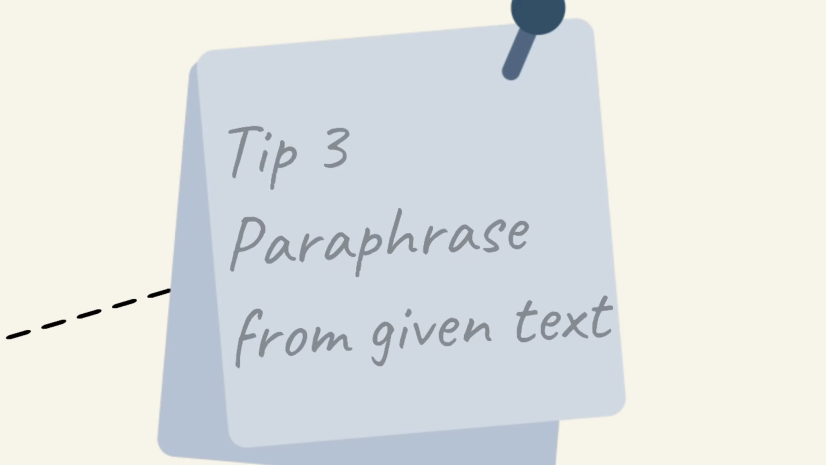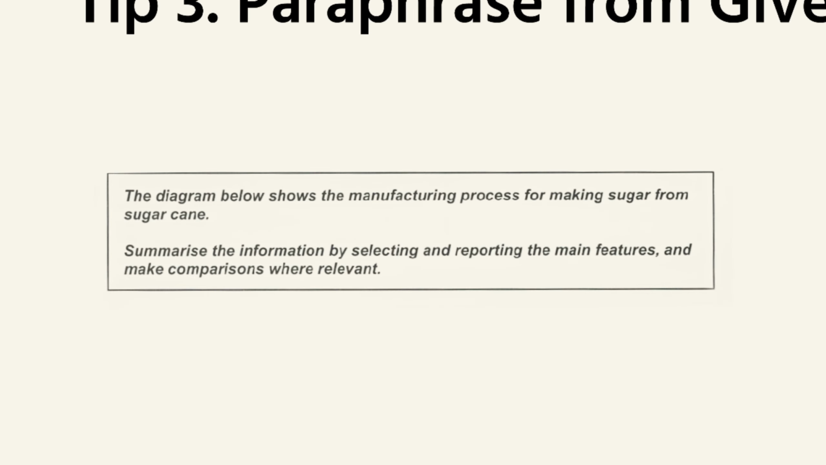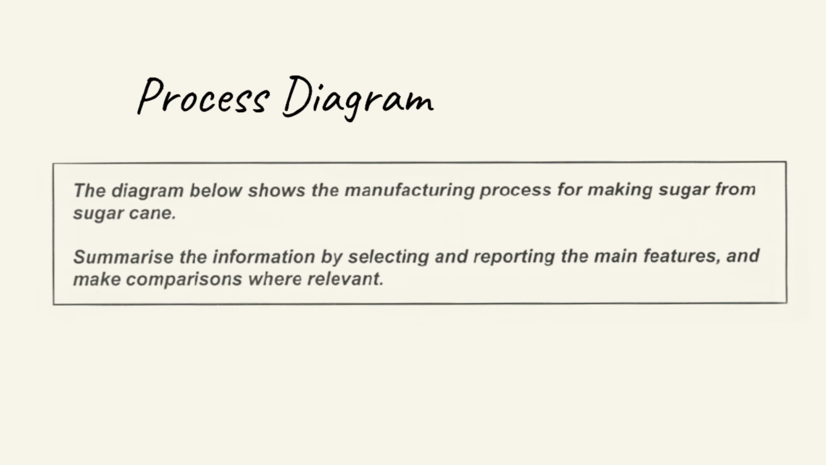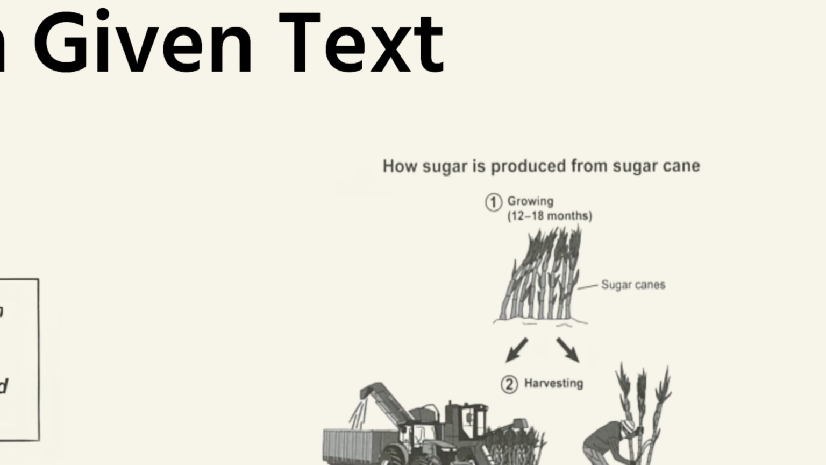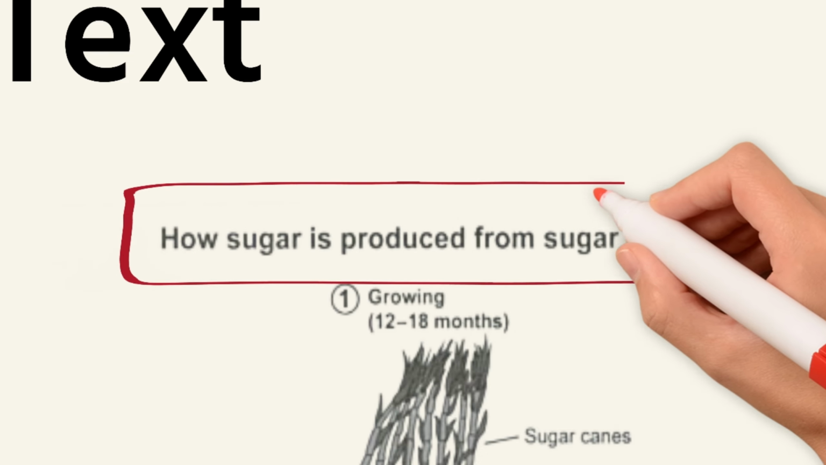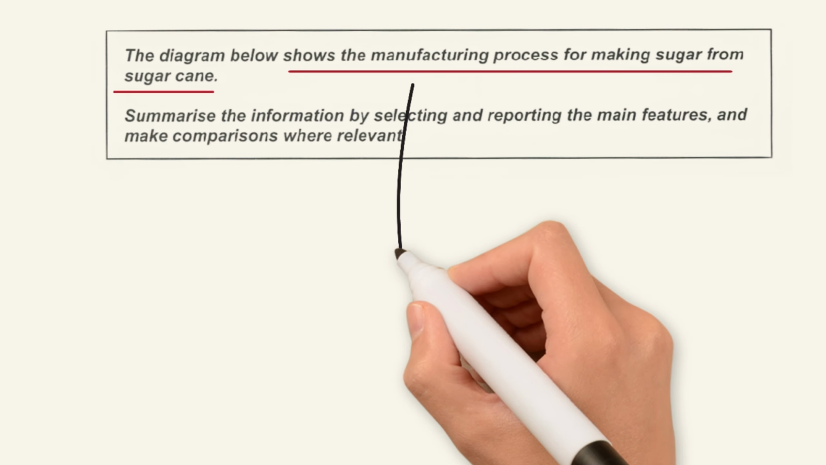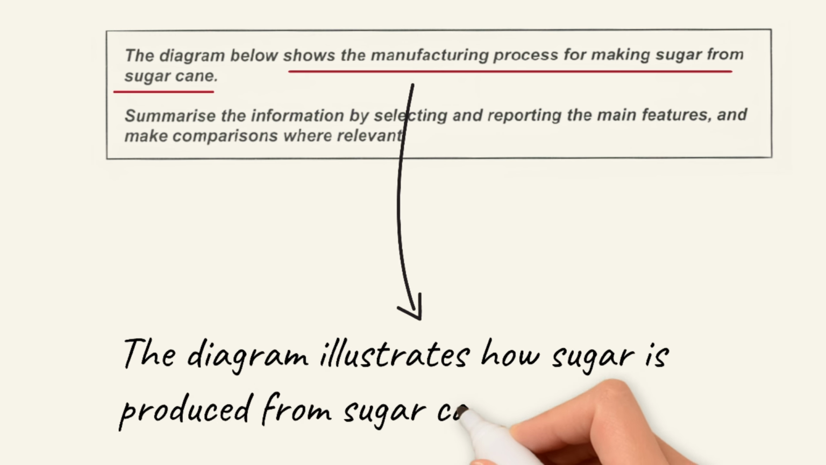Tip 3. Paraphrase from the given text. In task 1 process diagram task, we sometimes find different expressions related to the same topic in the given text. We can directly use this alternative expression in the paraphrased introduction. Like in this sample test, the prompt shows that the diagram below shows a manufacturing process of making sugar from sugarcane. The title here said how sugar is produced from sugarcane, so we can just combine them together into one sentence. The diagram illustrates how sugar is produced from sugarcane.